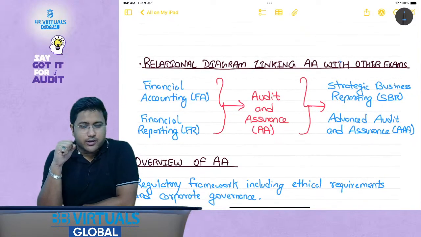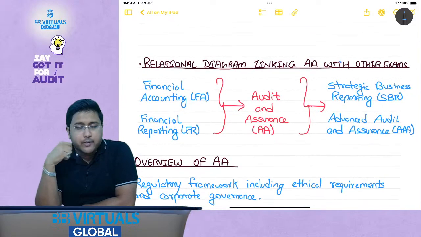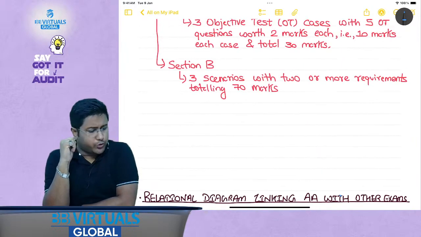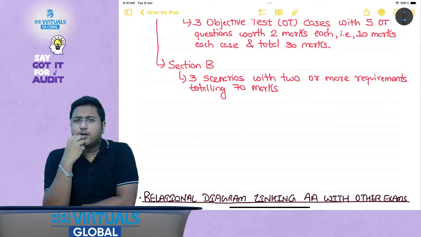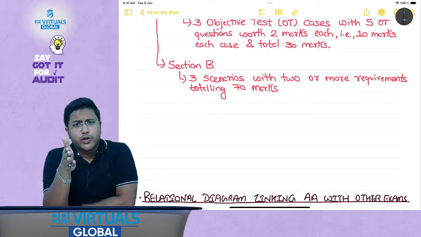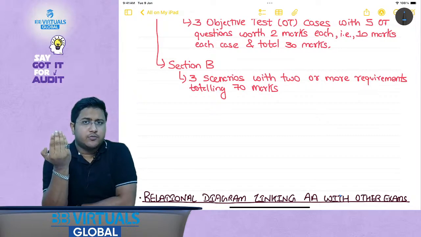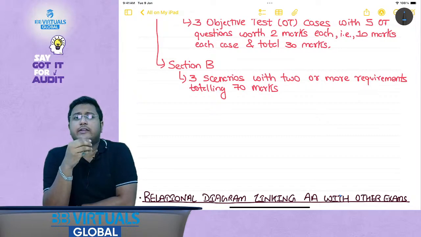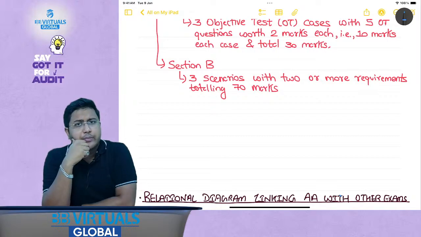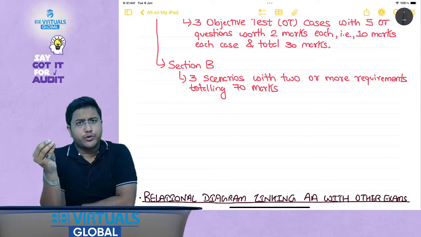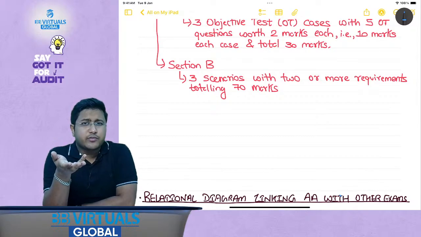Now let's talk about the relational diagram linking AA with other exams. Before we read what is written over here, let me explain it to you. Okay, tell me one thing. You have understood IFRS and IAS in your FR paper, right? You have understood basic accounting in your financial accounting. You will be using the advanced version of IFRS, or the detailed knowledge of IFRS, in your SBR paper, and you are going to learn International Standards on Auditing in this paper, and then you are going to use it in your AAA paper. That is the relational diagram.